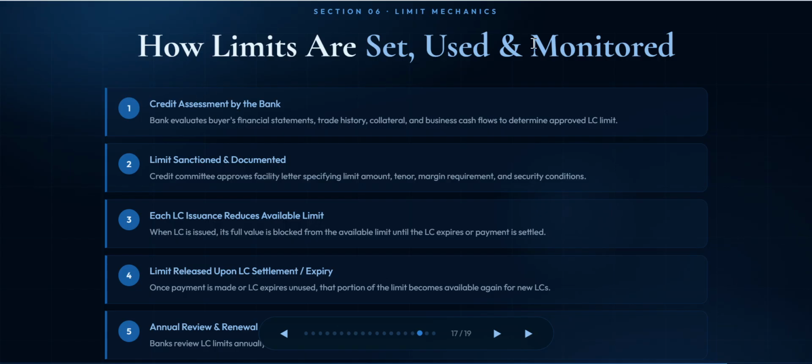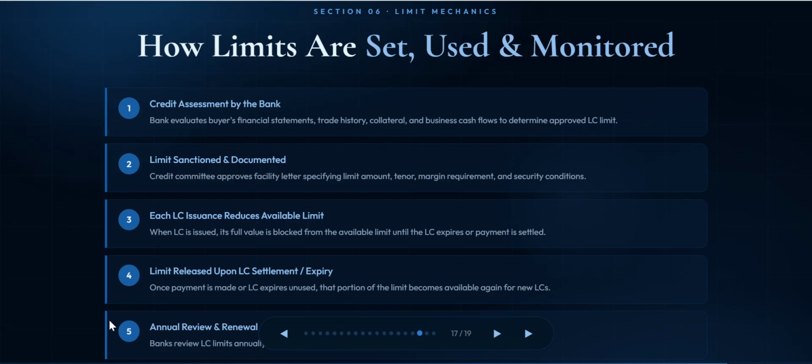So how the limits are assessed, used, and monitored. Credit assessment by the bank: the bank evaluates the buyer's financial statements, trade history, collateral, and business cash flows to determine the approved LC limit. Limit sanction is documented. The credit committee approves a facility letter specifying limit amount, tenor, margin requirement, and security conditions. Each LC issuance reduces the available limit. When an LC is issued, its full value is blocked from the available limit until the LC expires or payment is settled. Once payment is made or the LC expires unused, the portion of the limit becomes available again for new LCs.